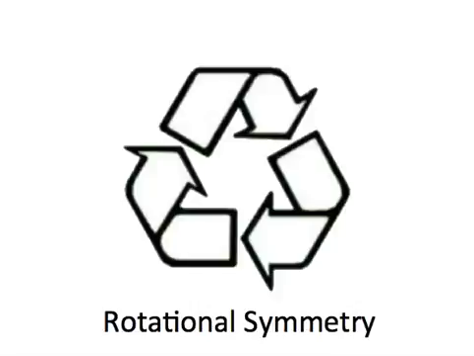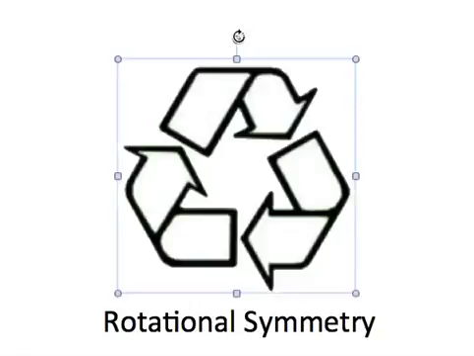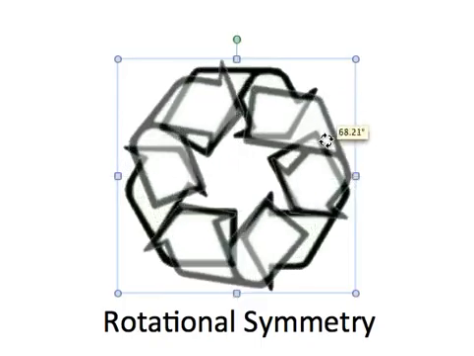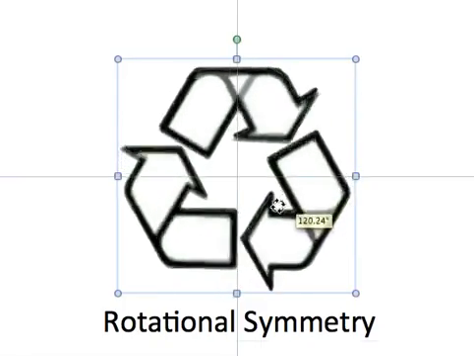Rotational symmetry means when you turn a shape around, it looks identical. You can see if this shape is turned around, it's identical 3 times in a full turn. It therefore has rotational symmetry of order 3.